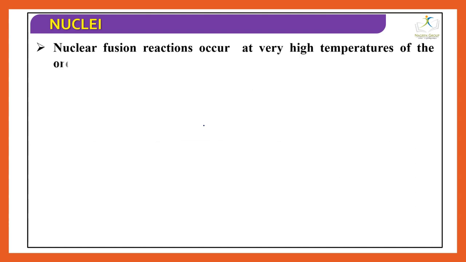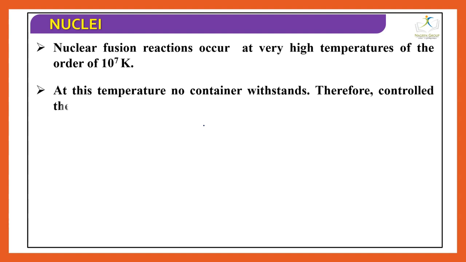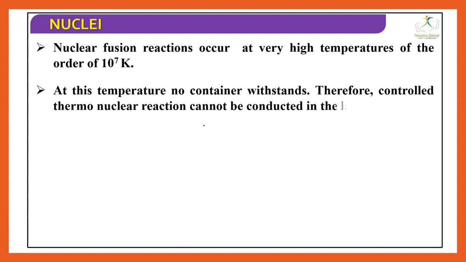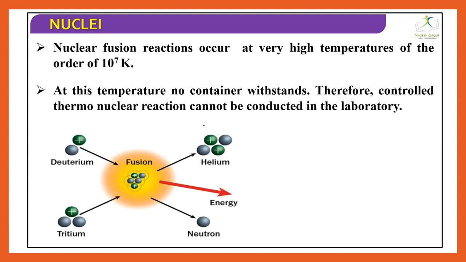Nuclear fusion reaction occurs at very high temperature, of the order of 10 to the power 7 Kelvin. At this temperature, no container can withstand it. Therefore, controlled thermonuclear reaction can't be conducted in a laboratory.